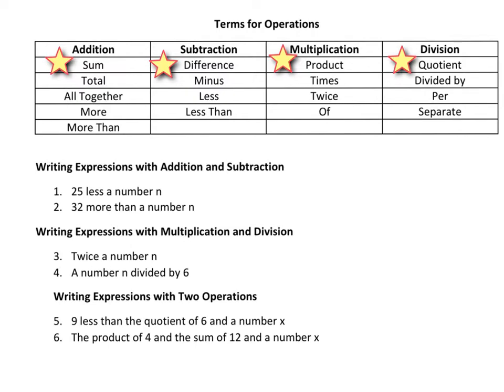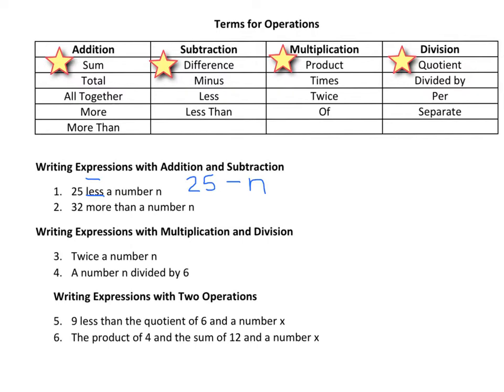Now we're going to write expressions using addition and subtraction. Number 1 says 25 less a number n. So the first thing we're going to do is underline the operation, which in this case is less. If we look at our chart, we know that less means subtract. For the majority of problems, you're going to write it in the order that you read it. 25 less n. So our answer is 25 minus n.